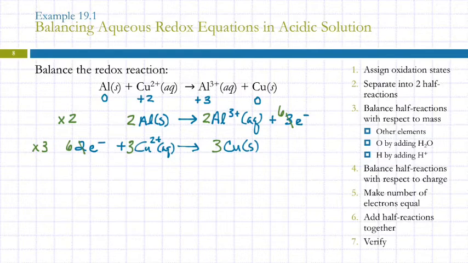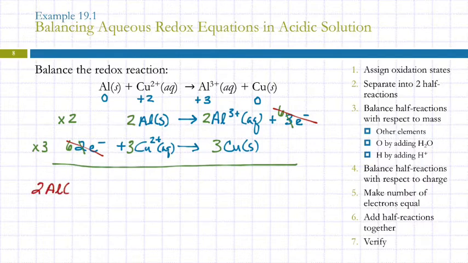Then I'm going to add these together. So those 6 electrons will cancel these 6 electrons. They got made and they got used up. Nothing else. That's a lot like canceling out spectator ions. Nothing else is canceling out though. So I'm just going to copy down what I've got left here.